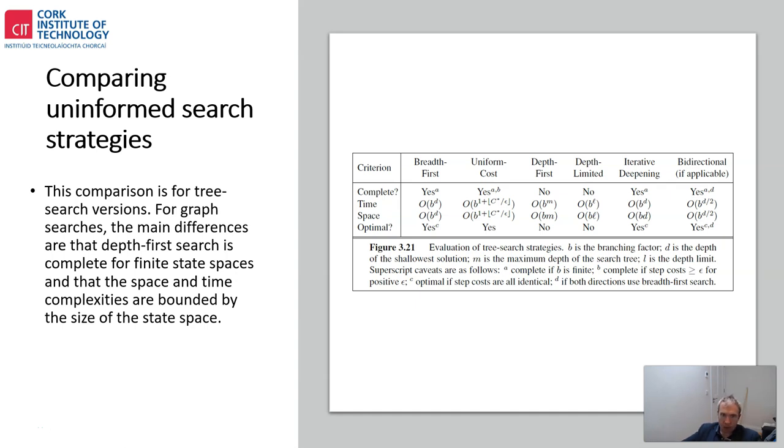So what do we have? Breadth first search complete? Yes. Time, big O b to the d. Space, big O b to the d. Optimal? Yes. And there are a couple of caveats listed down here, such as whether the state space is finite, or if it's infinite, and so on.